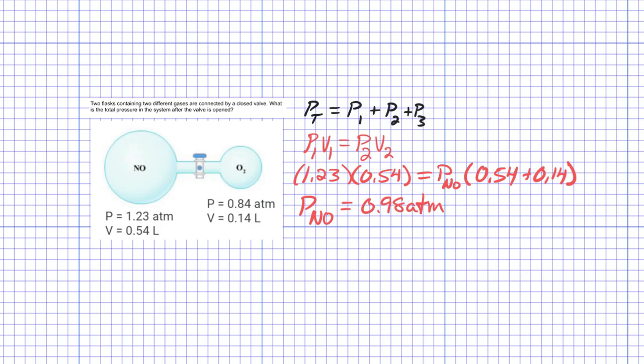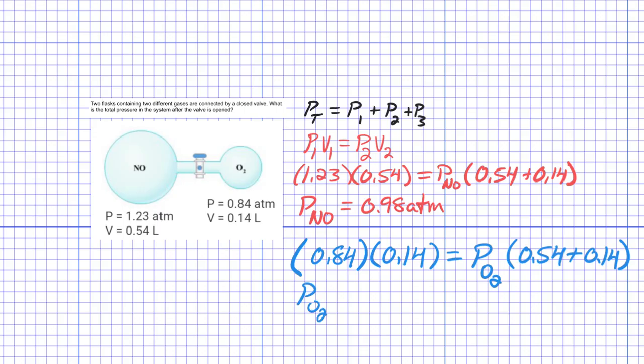starting with the beginning pressure of oxygen, which was 0.84. And the starting volume of oxygen, which was 0.14 liters. We're going to find the final partial pressure of oxygen in its final volume, which is the sum of the volumes of the two containers. And for the final partial pressure of oxygen, what you end up with is 0.17.